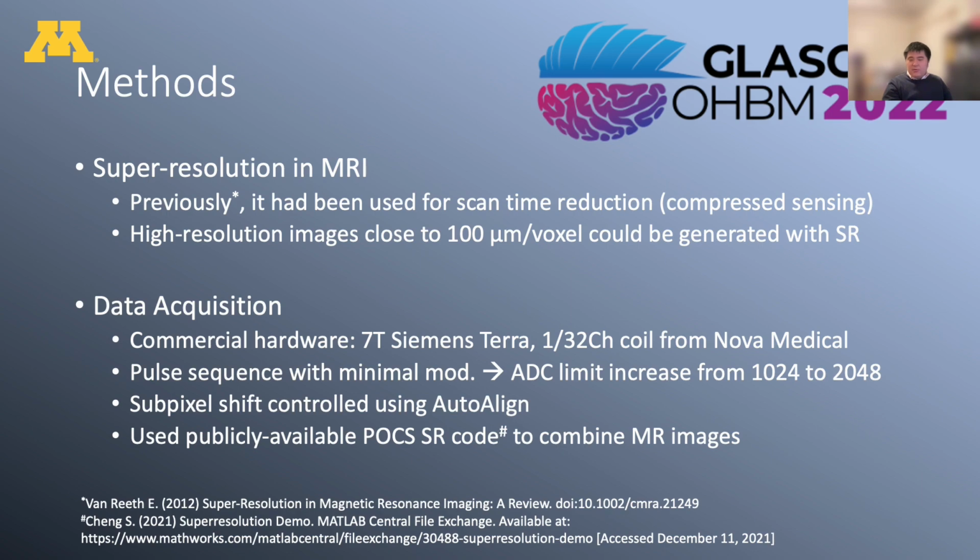To test our method, we acquired MR images using commercial hardware with a Siemens 7 Tesla Terra scanner and a single channel commercial transmit coil from Nova Medical. We slightly modified the imaging pulse sequence to acquire more than 1,024 sample points. And we acquired with sub-pixel shift controlled using auto-align. And we used publicly available super resolution code to perform super resolution and combine multiple MR images with sub-pixel shifts.